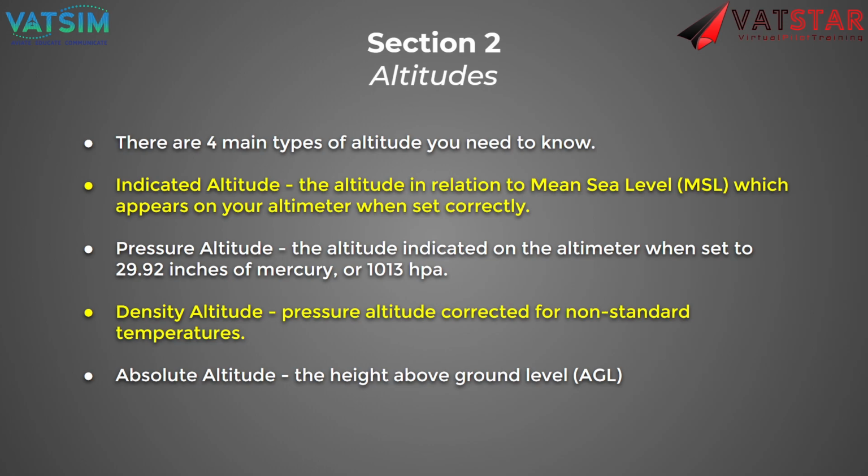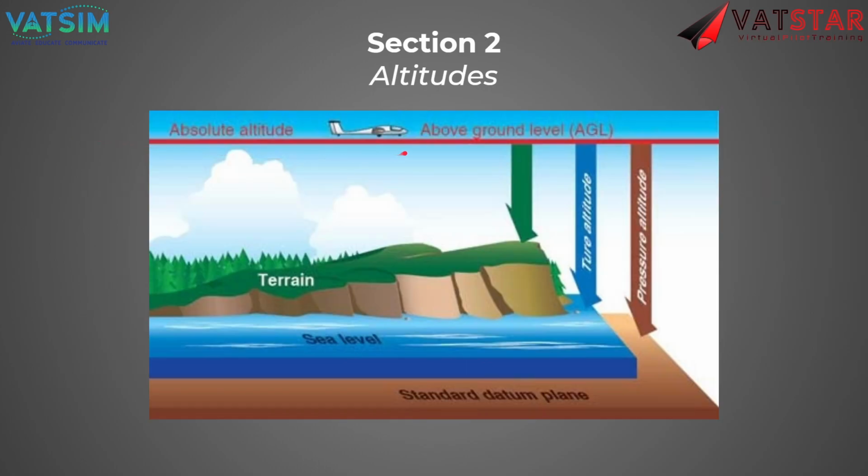And lastly, absolute altitude is simply your height above ground level. I know it's a little confusing, but it's about to get a whole lot simpler. Here's a little graph that explains it. Absolute altitude is your height above ground level, and that is the green arrow here.